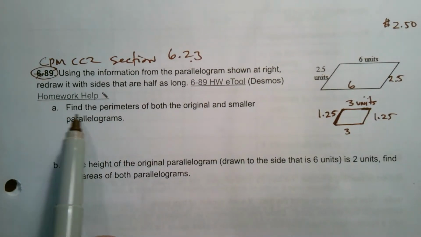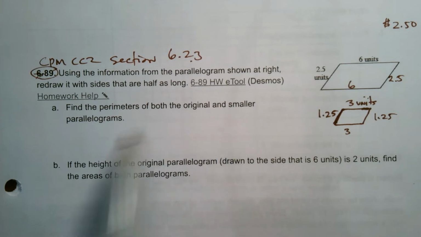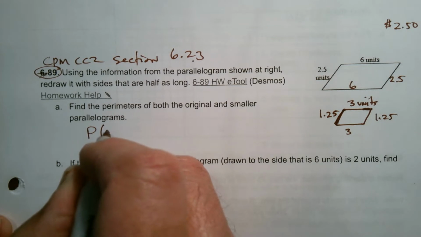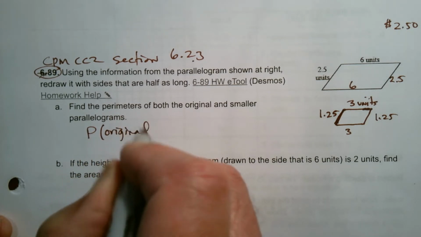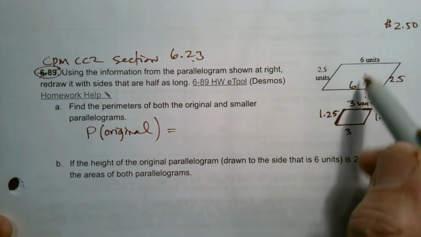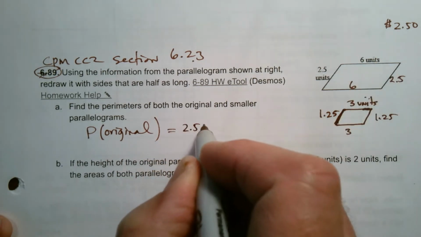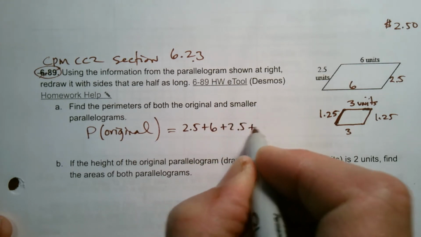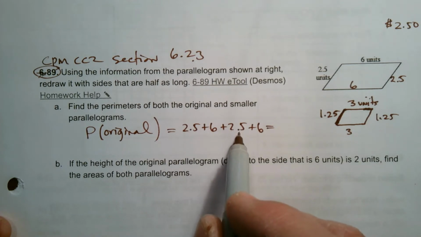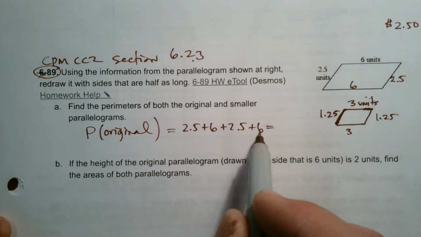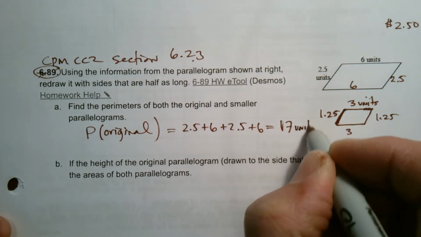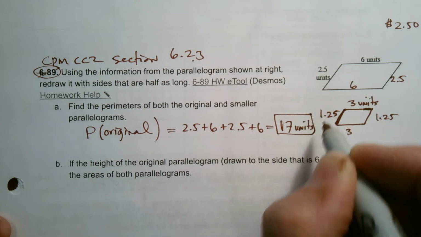First thing, it says find the perimeters of both the original and smaller parallelograms. So the perimeter P of the original is equal to adding the sides: 2.5 plus 6 plus 2.5 plus 6. When I do my math, I'll add those decimals together. That's 5. And 6 and 6 is 12. So 5 and 12 is 17. So it's 17 units. There's the perimeter of the original.